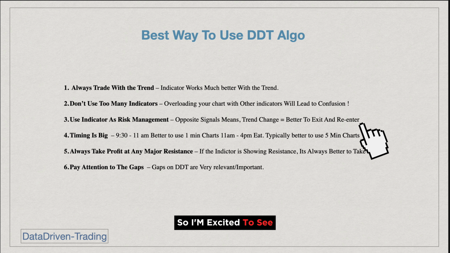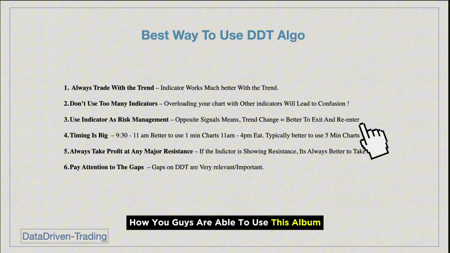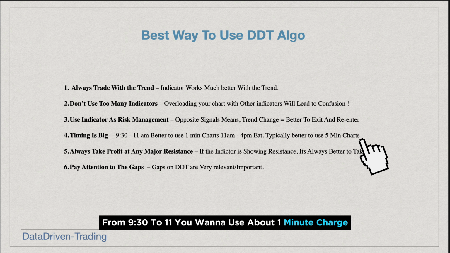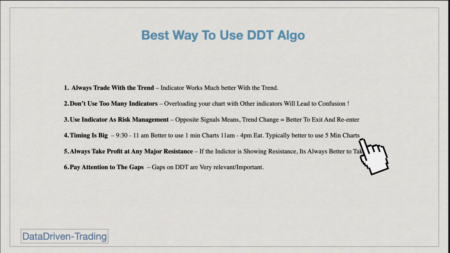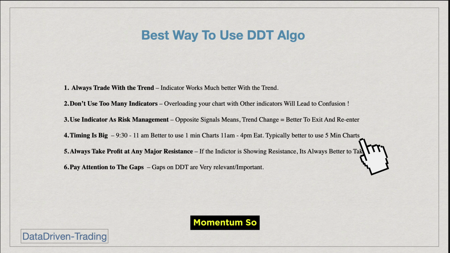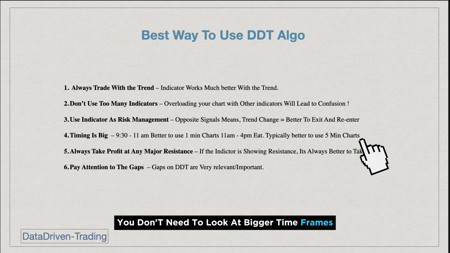So I'm excited to see how you are able to use this algo to improve your trading and how crazy of trades you take on a day-to-day basis. But look, timing is big. From 9:30 to 11, you want to use about 1-minute charts. The reason being, the market has a lot of volatility and momentum, so you don't need to look at bigger time frames to get really, really good trades. So you want to look at the smaller time frame so you get precise and the best entries.